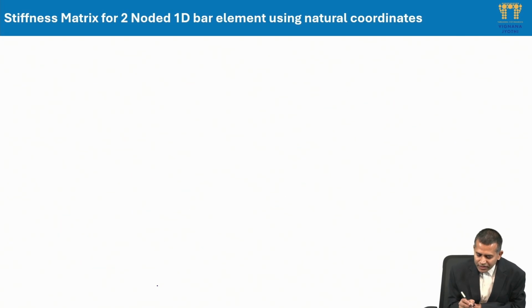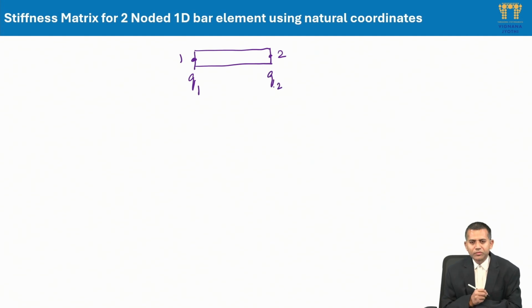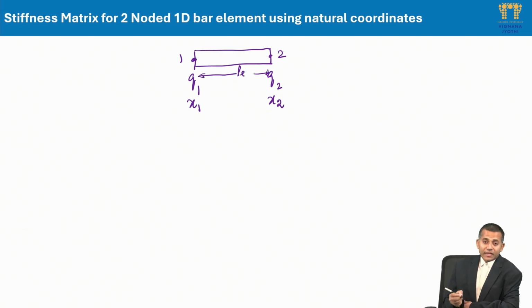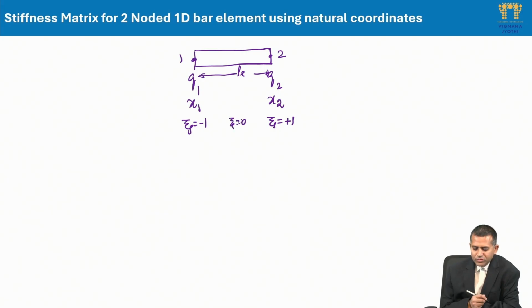So we will see now, if you consider the same bar element, which has node 1 at one end and node 2 at the other end. We know the displacement q1 here, and the displacement here is q2. If you take a global coordinate system, here we consider this as x1 and this is x2, and this is the length of the element which we have considered. Now if you consider that in a natural coordinate system, this will be zeta equal to minus 1 and this is zeta equal to plus 1, and in the middle we will have zeta equal to 0.